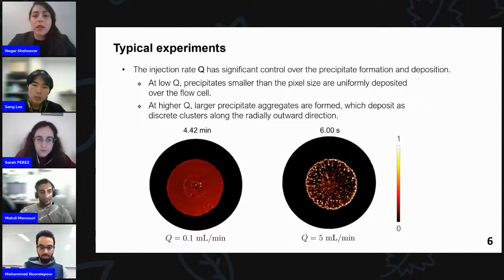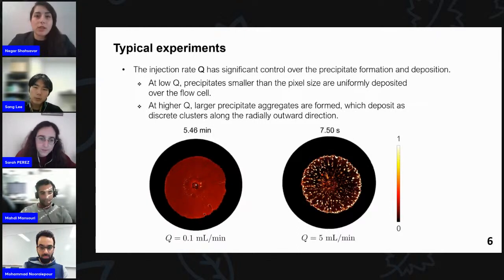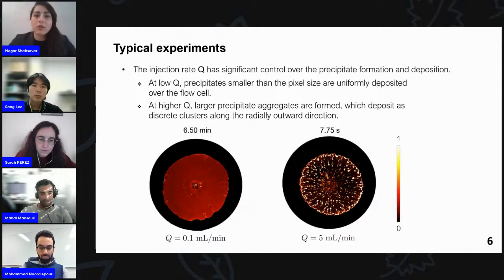For example, at the same initial concentration and low injection rate, precipitates are small and they are deposited uniformly all over the cell. But at a higher injection rate, larger aggregates are formed that deposit as discrete clusters along the radially outward direction. And also, we can see clear signs of viscous fingering at higher injection rates.